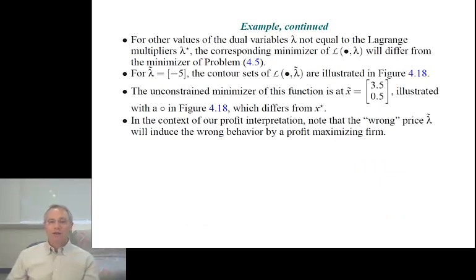And so in the context of our profit interpretation, where we interpreted a choice of lambda as a price, if we have the wrong price, then profit maximization will induce the wrong behavior. And indeed, what would happen in this particular case is we would not satisfy our equality constraints.